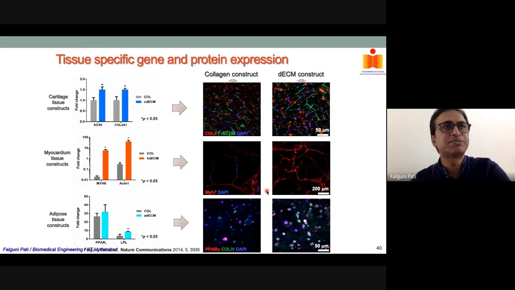So the tissue-specific gene and protein expression data tells us, first, that the structure is viable. By cell viability, you can understand. Then the structure is also functional, or this bioprinted tissue is functional, because they are expressing different genes and proteins.